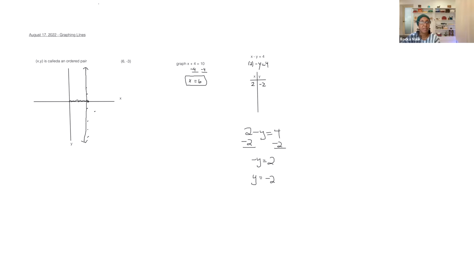So I'm here and I check that 2 for x. So 2 minus, and I said that y was negative 2. Does it equal 4? This is 2 and a minus together, which is really a plus. So 2 plus 2 equals 4.